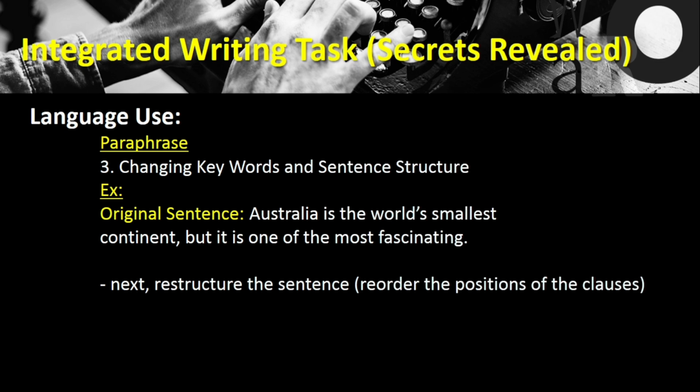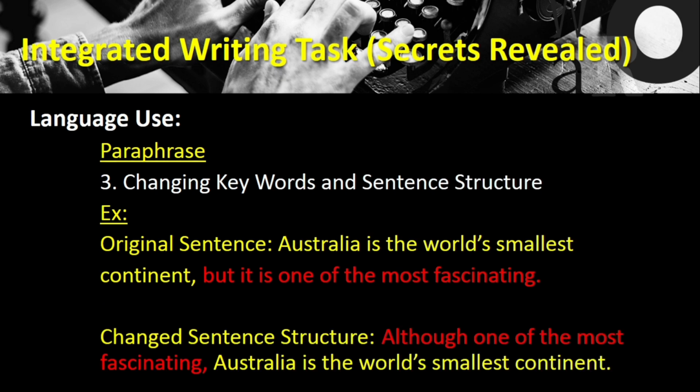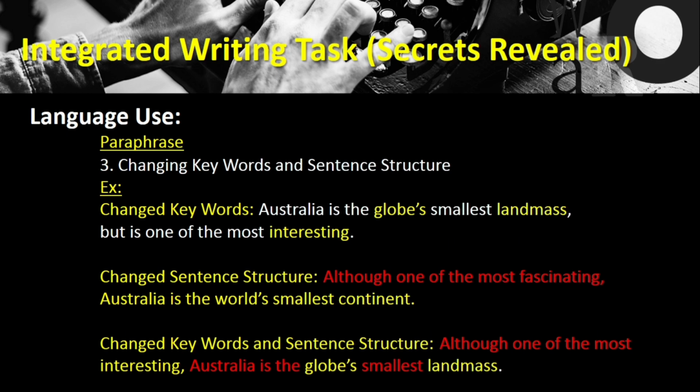After changing the key words in the original sentence, your next task is to restructure it. Taking into example what we did in the second paraphrasing style, wherein the original sentence is written as Australia is the world's smallest continent, but it is one of the most fascinating. Then the new sentence is, although one of the most fascinating, Australia is the world's smallest continent. So when changing the structure, there won't be any difference between paraphrasing styles 2 and 3. However, remember, you must combine the first two styles. And so, your version of the paraphrasing style 3 sentence should look like this. Although one of the most interesting, Australia is the globe's smallest landmass.